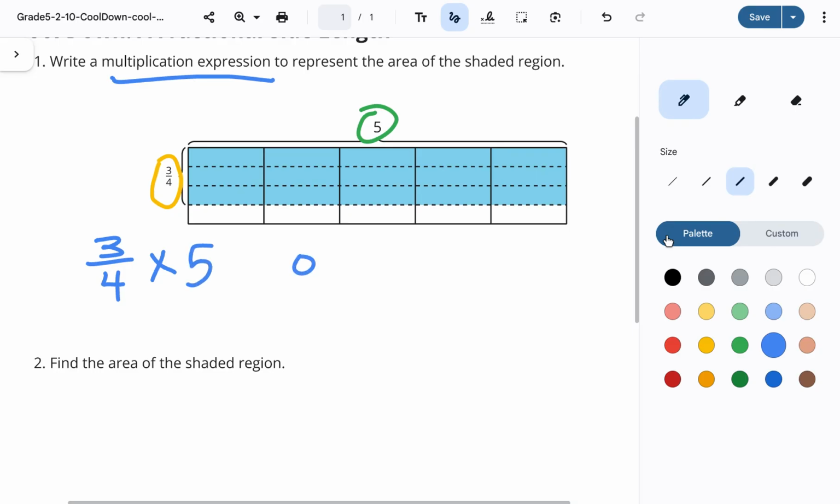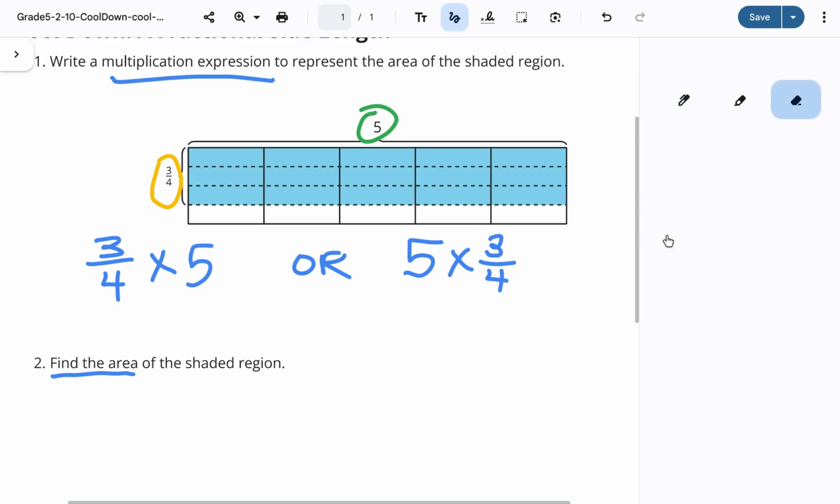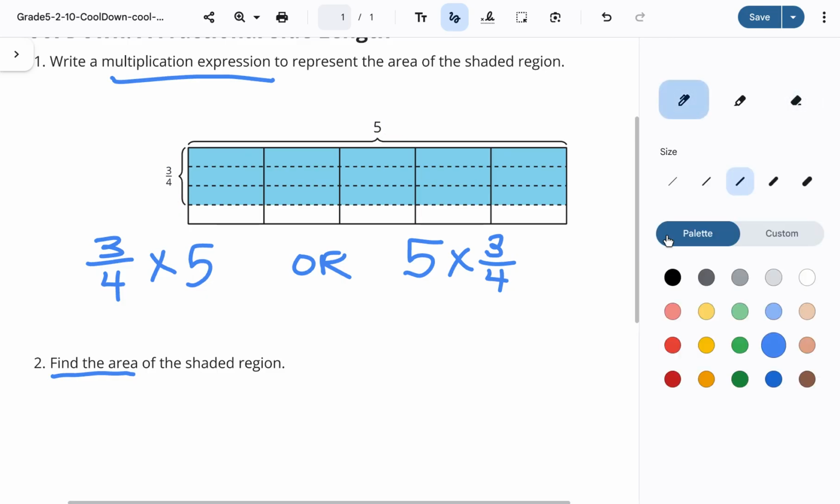Now, another option for how you can express this is to reverse those factors. We could also start with our 5 and then multiply it by the 3/4. We know we have that ability to change the order in multiplication, which is that commutative property. Now, in number 2, we are asked to find the area. Another way to say that is give the value, give the answer. What is 3/4 of 5? That is what we're being asked to consider in number 2.